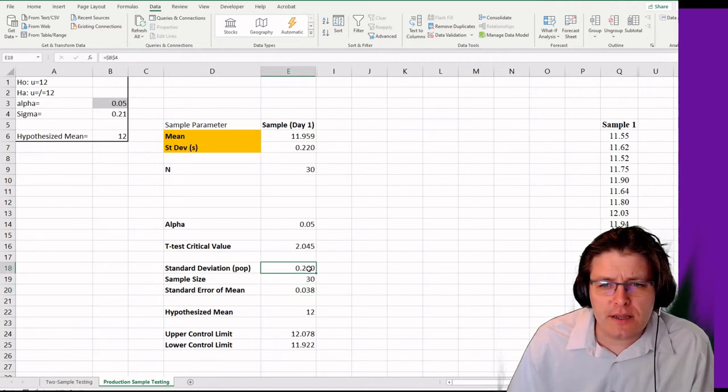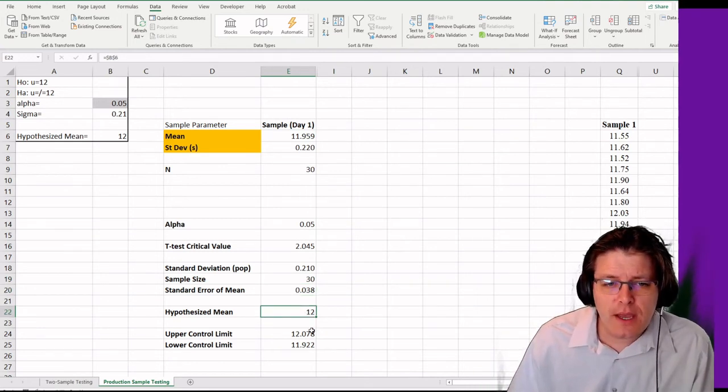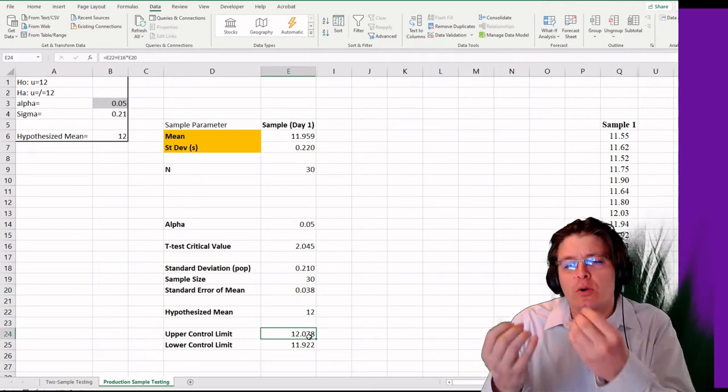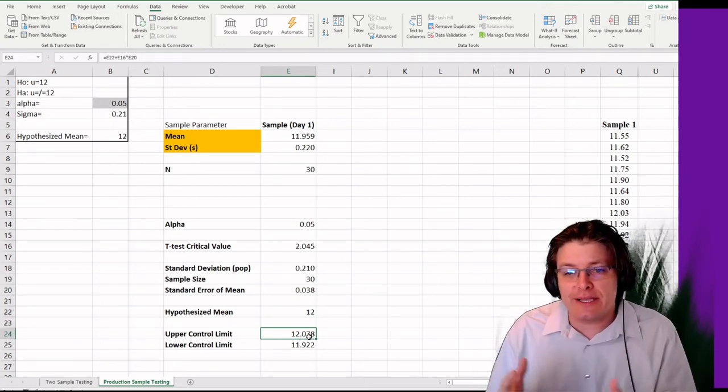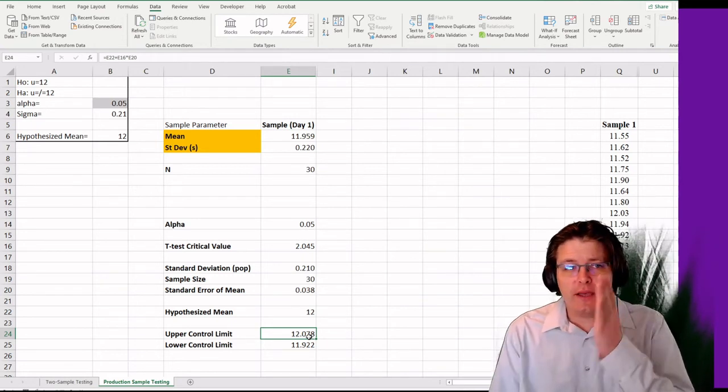Okay, so that gives us the bottom of the t value, hypothesized mean, and so what we can do is build those control limits. So basically, we're undoing the standardized equation, right? So we're taking, okay, so what is this doing?